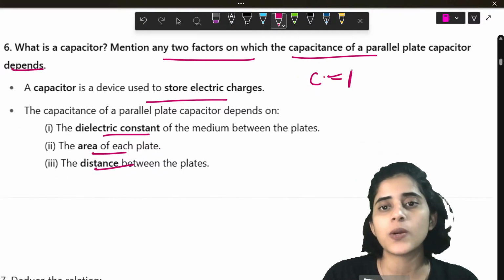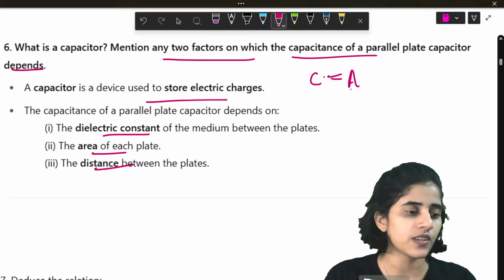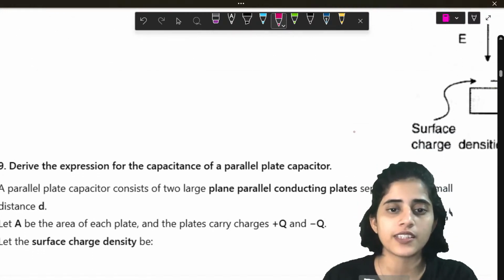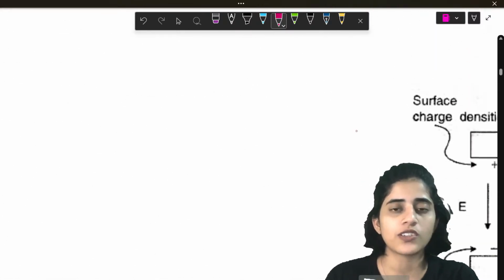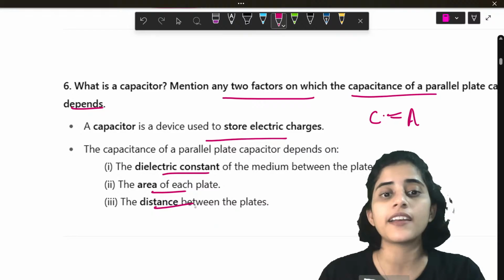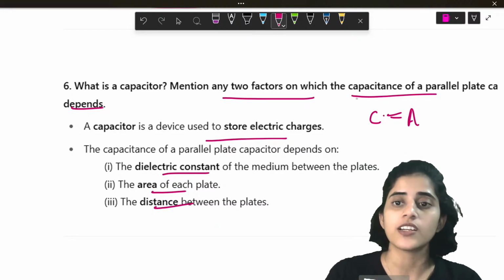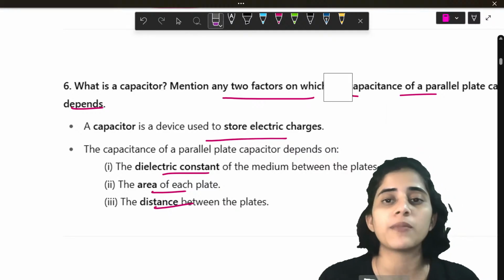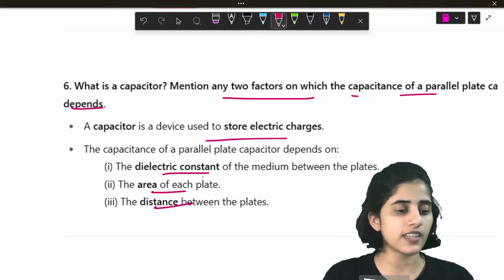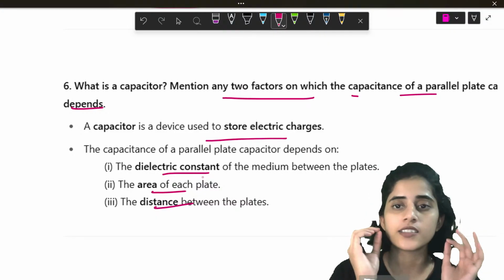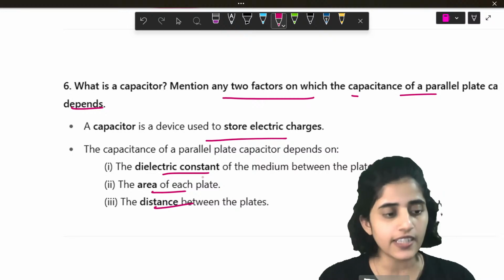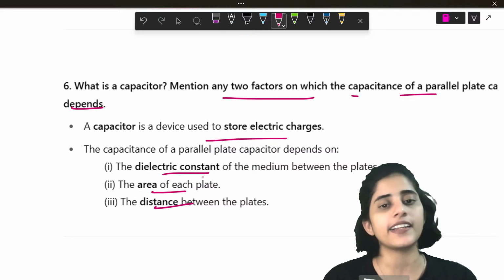The capacitance is equal to A into, what is the formula for capacitance? I think I put that question here. Okay, so we'll do that when we get to it. Anyways, it depends on A, epsilon naught, and D. Now, if there is a dielectric, you will have a factor K also coming into the picture. So that is why it depends on dielectric constant. You can see that the formula for capacitance, which is C is equal to A epsilon naught by D, changes when it is placed in a dielectric. What is a dielectric?